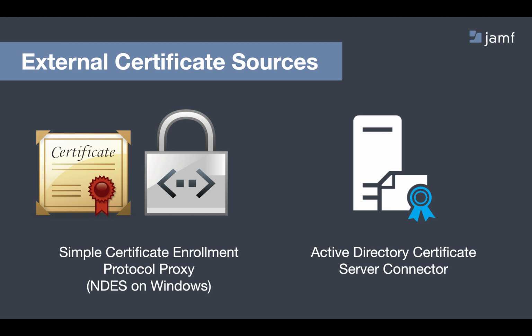Here are some common external certificate sources and delivery methods used with Jamf Pro to allow us to proxy requests and deliver certificates to Apple devices. The Simple Certificate Enrollment Protocol, or SCEP proxy, also known as NDES on Windows, and the Active Directory Certificate Services, ADCS connector. And while these are commonly used with Windows certificate authorities, SCEP proxy can also be used with other CA types.